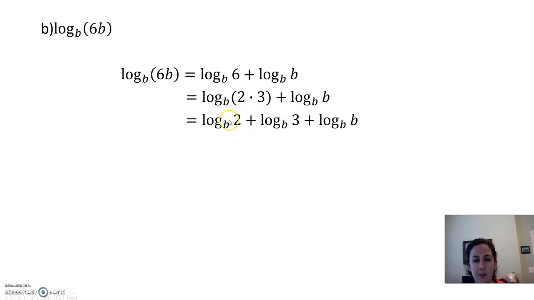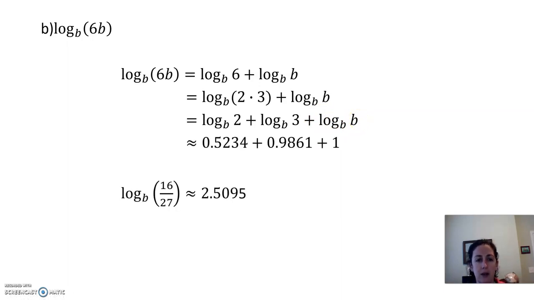And now we have a decimal approximation for this. We have a decimal approximation for this. But what about this? Log base b of b? Well, since these match, we do know that b raised to the 1 power is b, so the exponent that this logarithm is equal to is 1. And when we add that all together, we get that the log base b of 6b is about 2.5095.